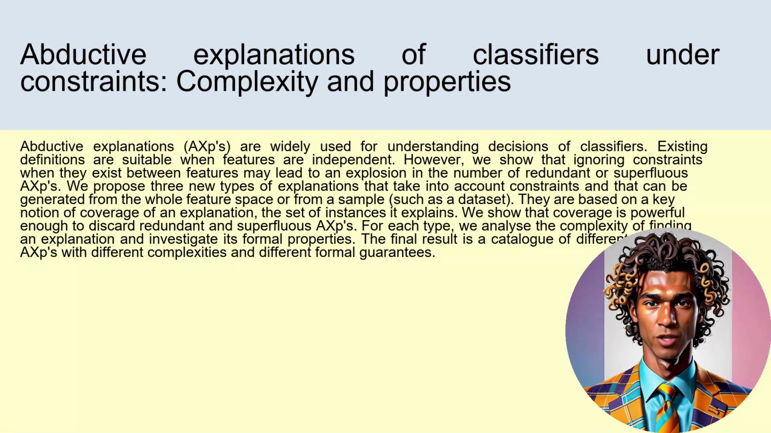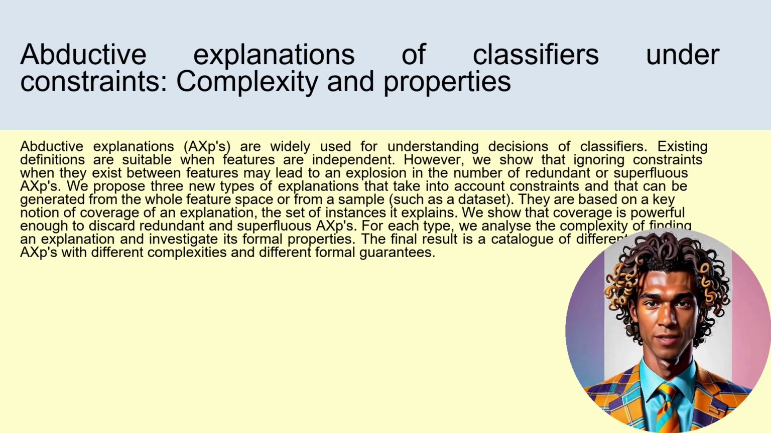In the research titled Abductive Explanations of Classifiers Under Constraints, Complexity and Properties, the authors explore the use of abductive explanations for understanding how classifiers make decisions. They highlight a key issue. Existing definitions of AXp work well when features are independent, but they can lead to a huge number of redundant or unnecessary explanations when there are constraints between features.